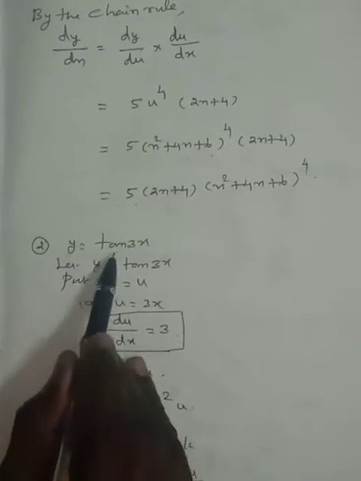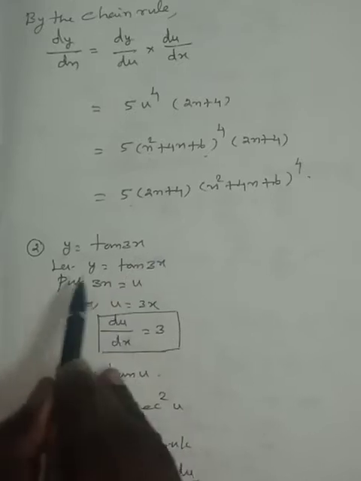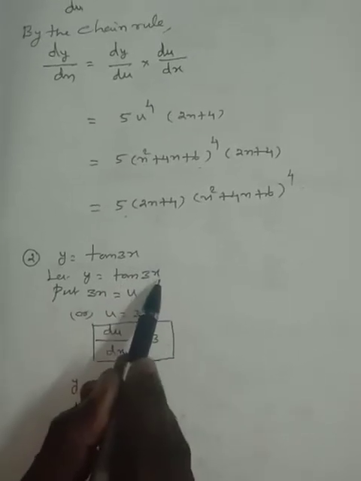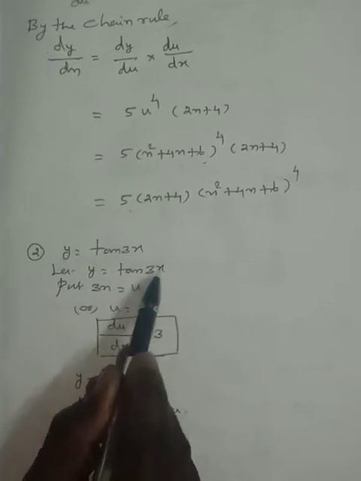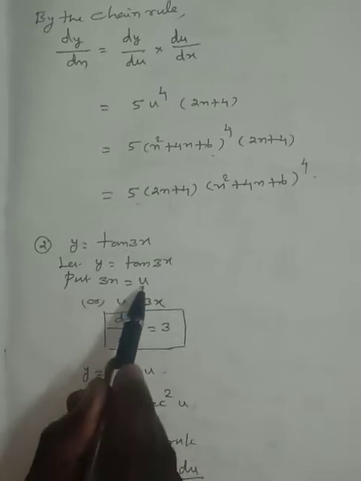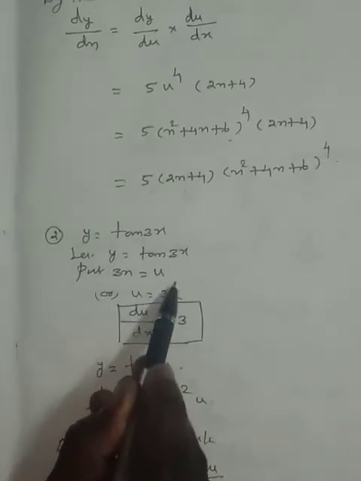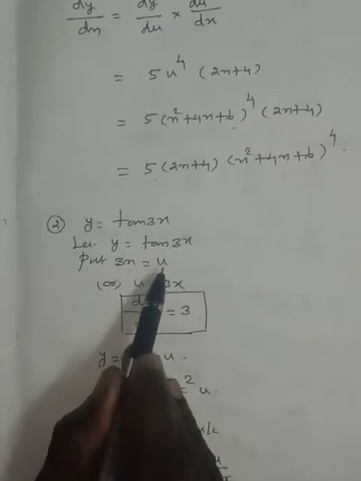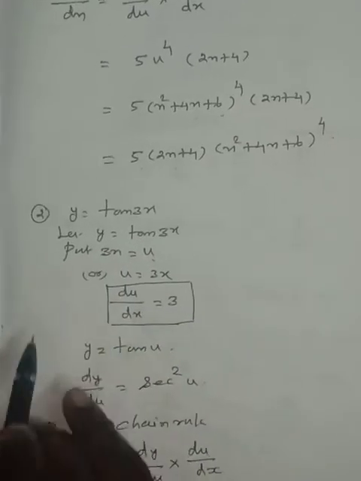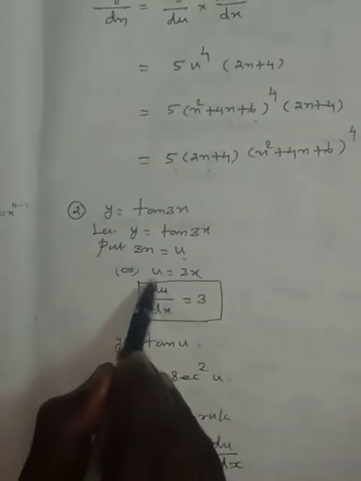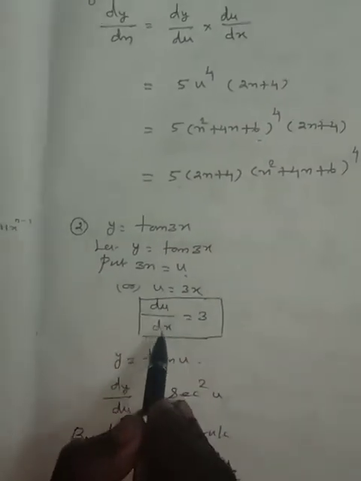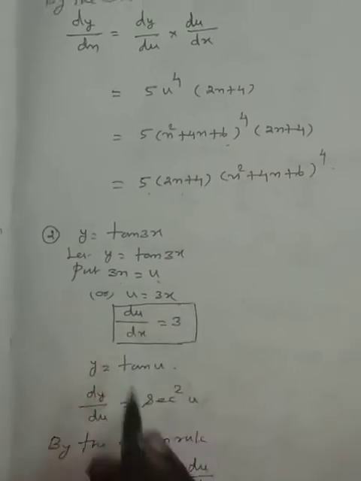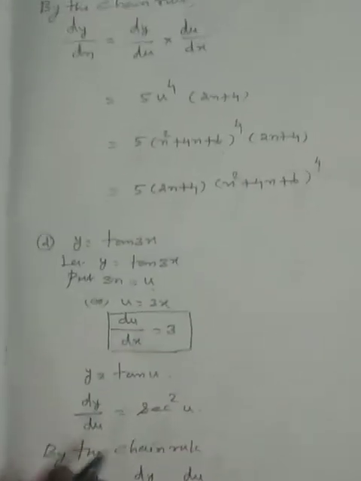y is equal to tan 3x. Let y is equal to tan 3x. Let us take 3x as u, so u is equal to 3x. Left hand side variable is u, right hand side variable is x. So differentiate u with respect to x: du by dx is equal to 3 into 1, which is 3.